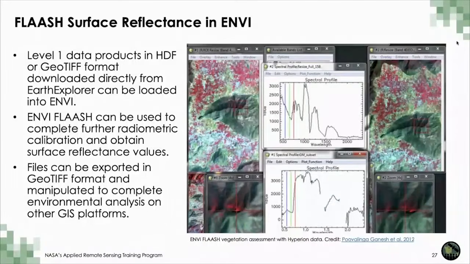Then the files can be exported in GeoTIFF formats such as surface reflectance and used in other geospatial software like QGIS or ArcGIS. The application of these atmospheric correction models is a bit beyond the scope of this training, but I wanted to mention it because it's really important to understand that it's a necessary step in the process if you are using hyperspectral data for your work.